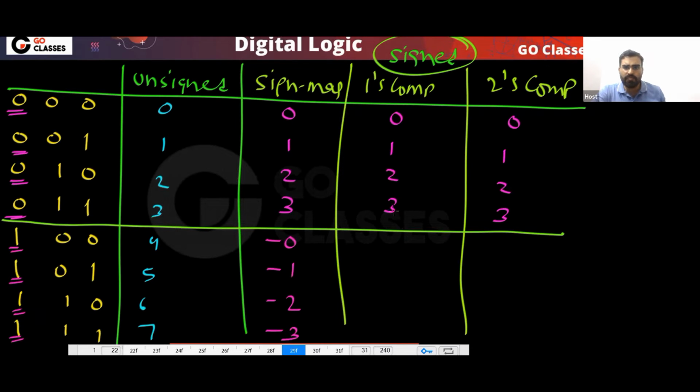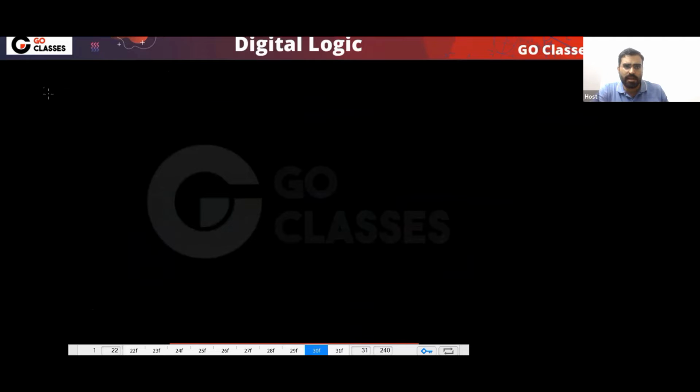Next, in the 1's complement system, what are these values? These are all negative numbers. Take the 1's complement of this, that will be 0 1 1. So that is 3, so it is actually minus 3. Take the 1's complement of this, that will be 0 1 0, so that is minus 2. Take the 1's complement of this, that will be 0 0 1, so that is minus 1. And this will be minus 0. Correct? Very simple.